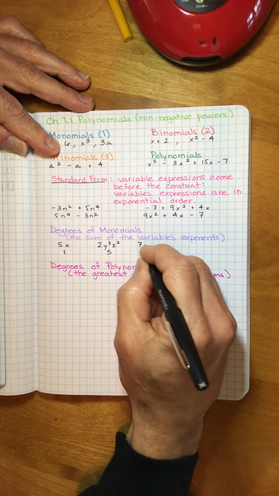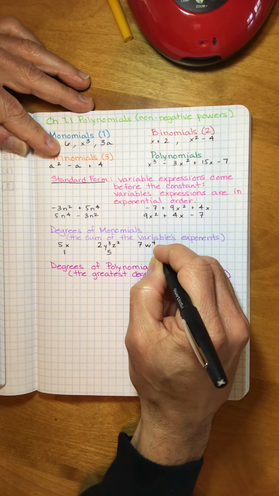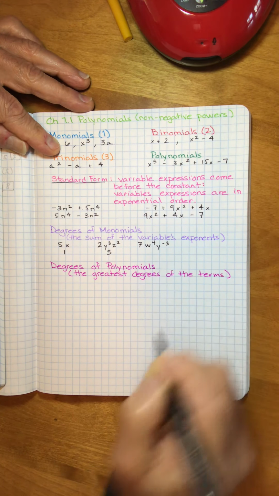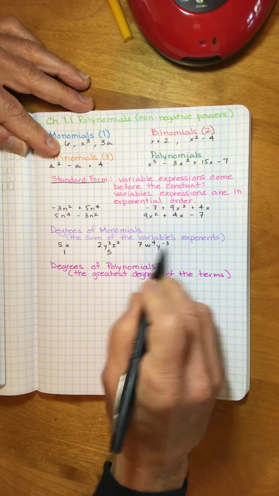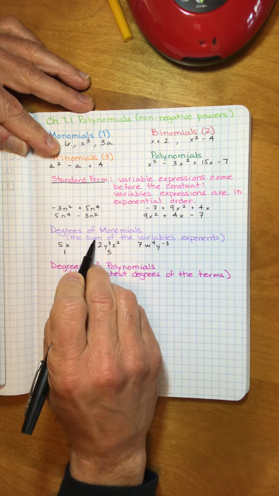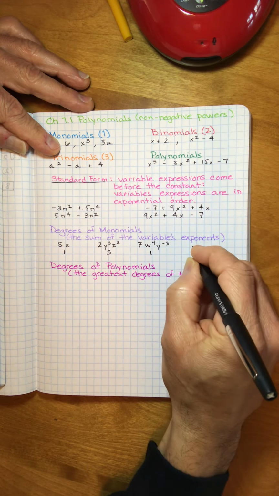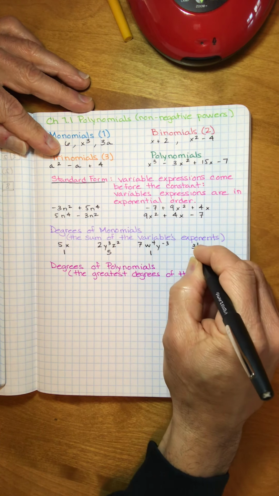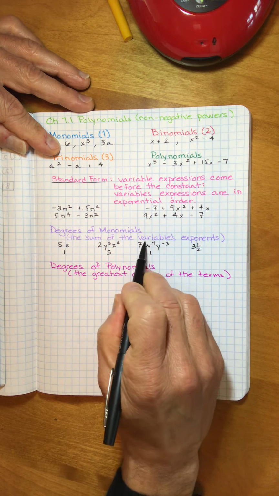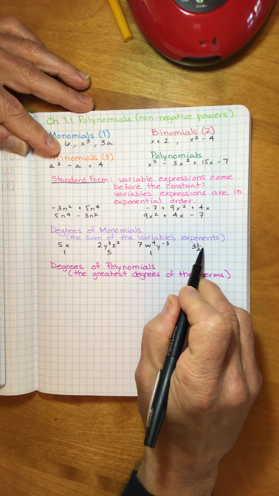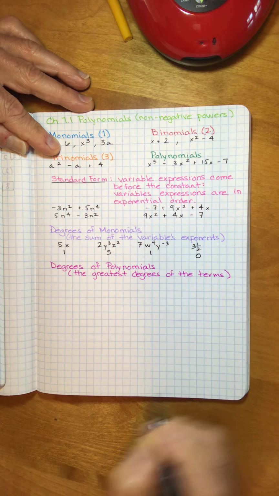7w to the 4th y to the negative 3. The variables are w and y. The exponents are 4 and negative 3. And the sum is 1. And then finally, this one, 3.5. 3.5 is different. First of all, it doesn't have a variable. If it doesn't have a variable, then there's no exponent to look at. So this is the 0 degree.